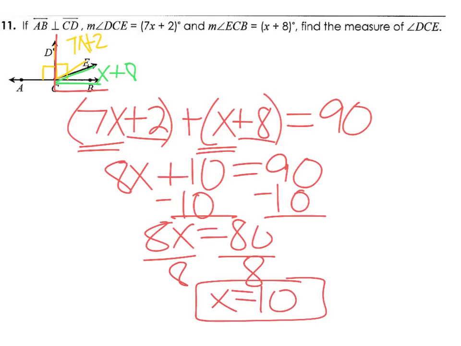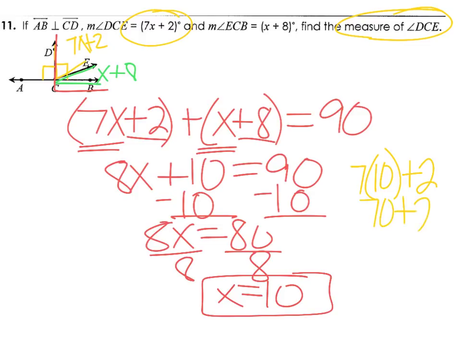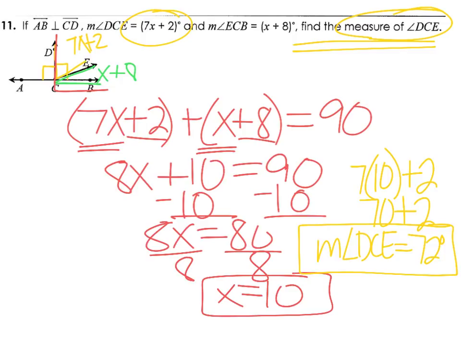But the problem's asking us to find the measure of CDE. Alright, so we want to find that measure, so we take our x and plug it back in to 7x plus 2. So we know that 7 times x, which we know is 10, plus 2 is going to equal the measure of DCE. Alright, so 70 plus 2, the measure of angle DCE equals 72 degrees. And that is our final answer. Always make sure you're solving for whatever the problem's asking you to find.